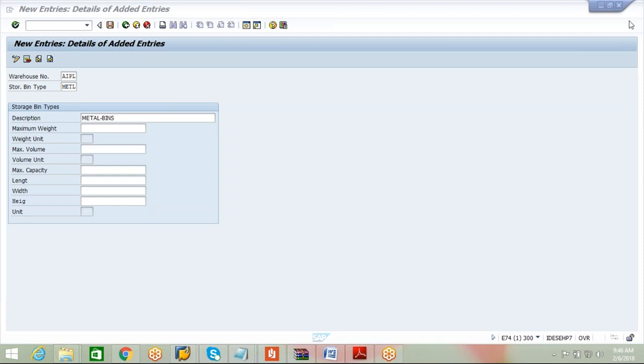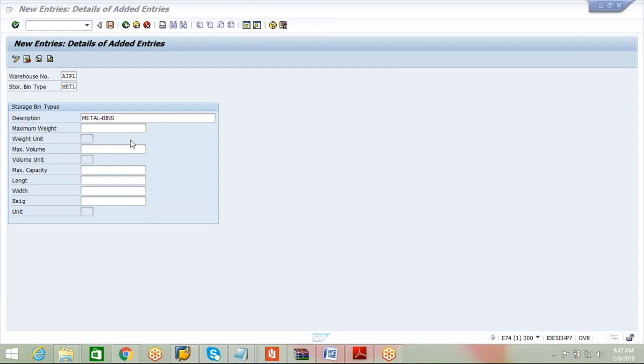Coming to the bin type, storage bin type describes the physical properties of the bin. Say, for example, what is the maximum weight you want to keep in some storage bins? In that case, you can create a storage bin type with that weight and value parameters and assign that to respective storage bins.